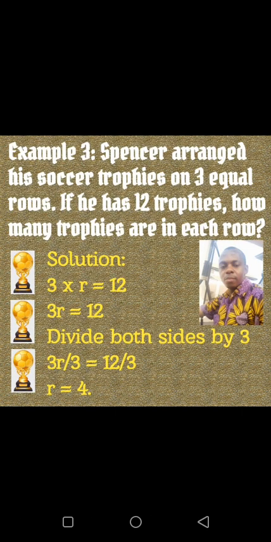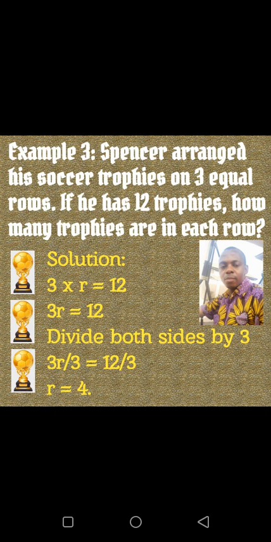Okay, so now let's move on to example 3. In this case now, we want to look at word problems involving algebra. So let me read the question to you. Spencer arranged his soccer trophies on 3 equal rows. If he has 12 trophies, how many trophies are in each row? Read again. Spencer arranged his soccer trophies on 3 equal rows. If he has 12 trophies, how many trophies are in each row?